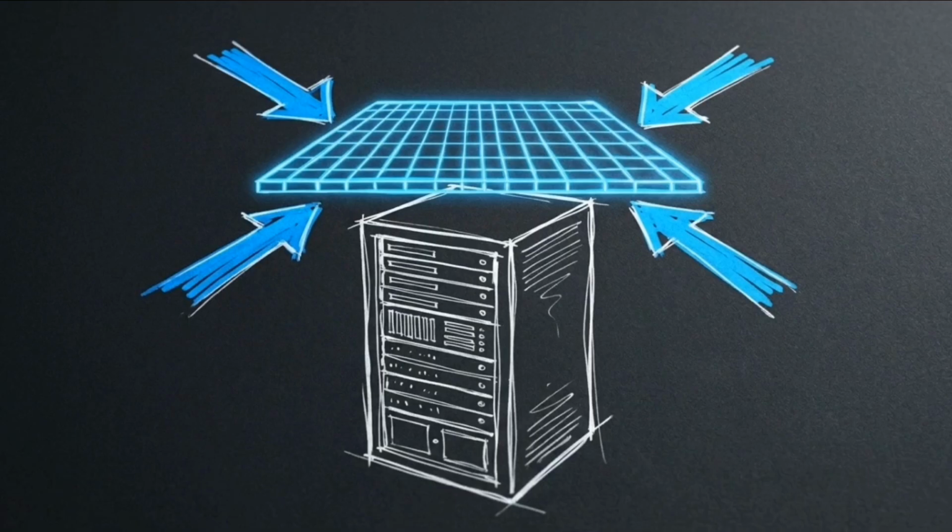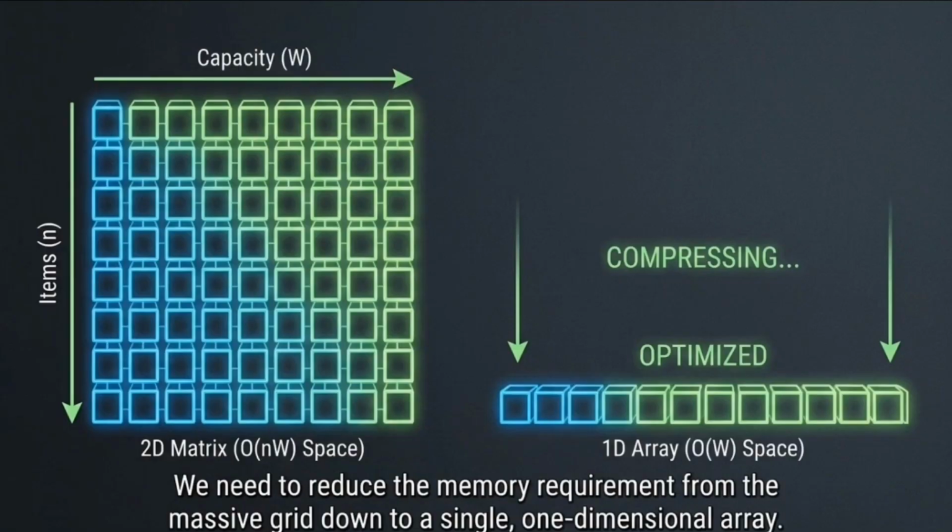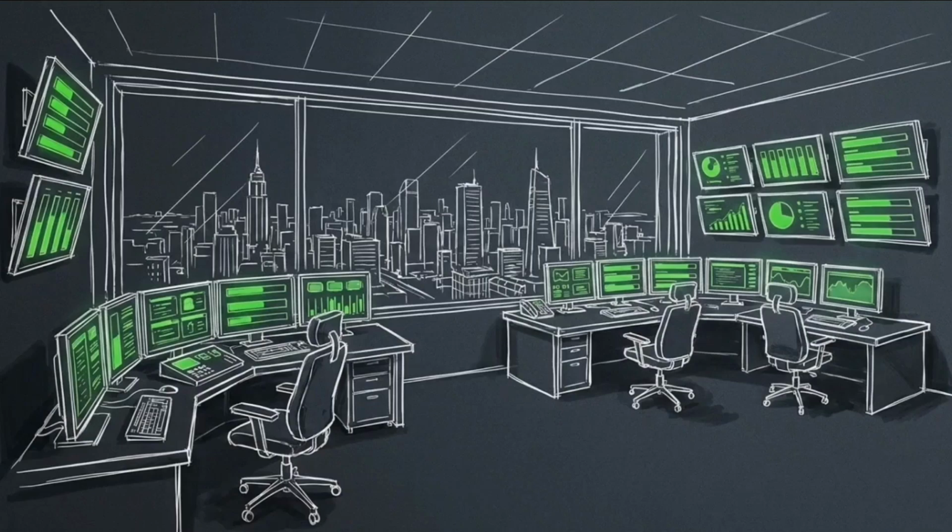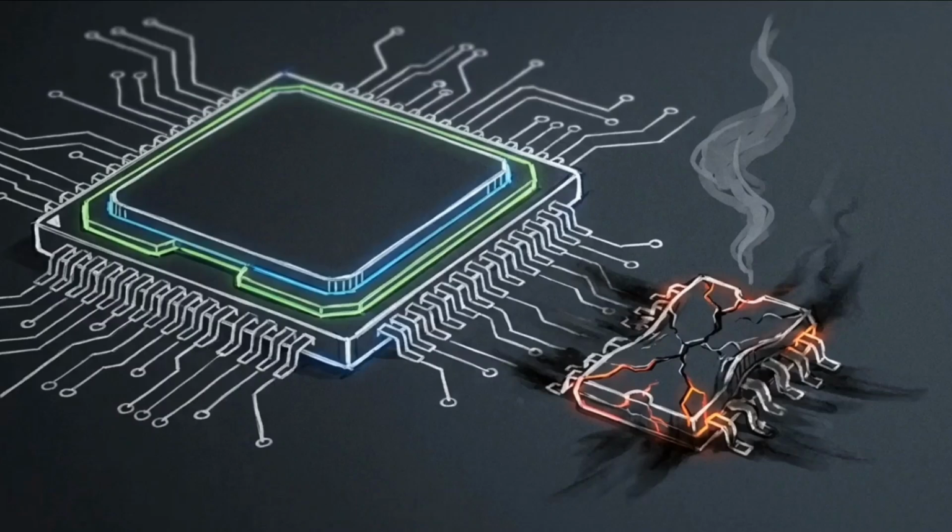The architectural objective is to compress that spatial footprint. We need to reduce the memory requirement from the massive grid down to a single one-dimensional array. In production environments, spatial optimization is an absolute requirement. If an algorithm cannot fit its computation into the available physical memory, its theoretical speed is irrelevant.